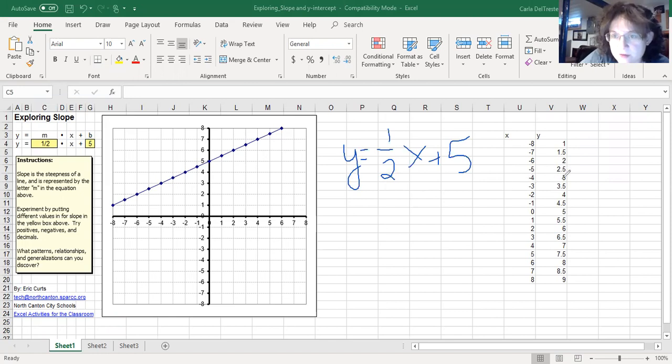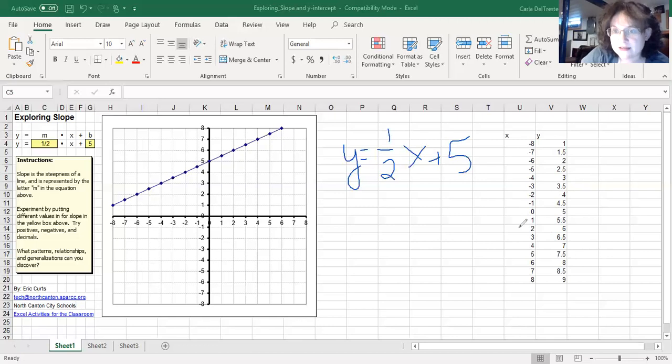For all even numbers, I got a nice answer. If I plug in -4, I'm going to get 3. If I plug in -2, I'm going to get 4. You can see that the even numbers are giving nice whole answers, and the odd numbers are giving fractions or decimals. So it would pay to plug in even numbers here, but I wanted to show you that it doesn't matter. You can still plug in any numbers you want. Just know that you're going to get a decimal or a fraction.